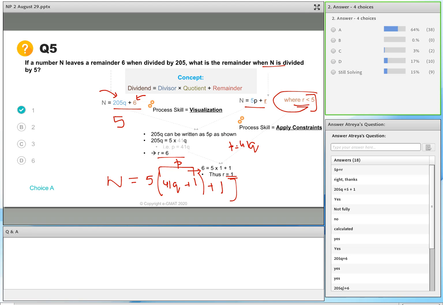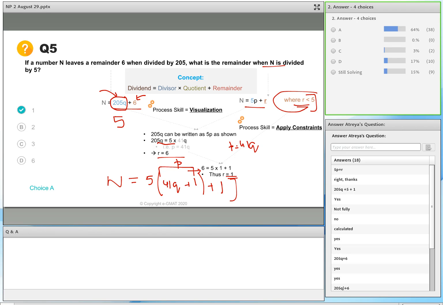Right? Equation 205q is equal to 5 times this. I understood this, but why not what you did after that? Okay, so basically what we did over here is I wrote 205q to be equal to 5 times p, where p is equal to 41q. I just divided the first entity, 205q, by 5. So if you divide 205q by 5, you get 41q, right? So that is my p for the first entity.